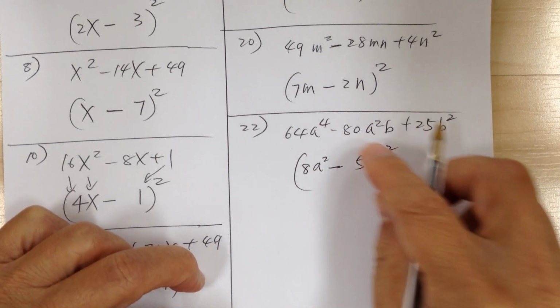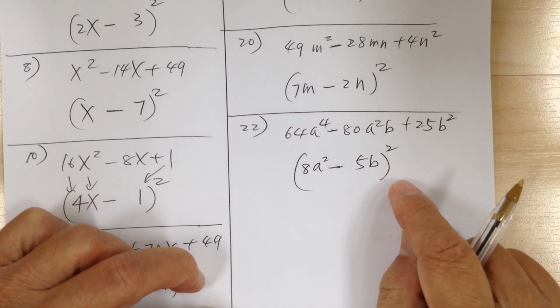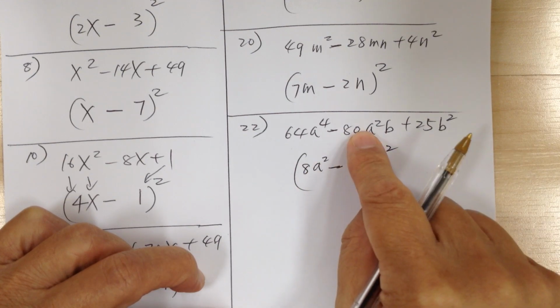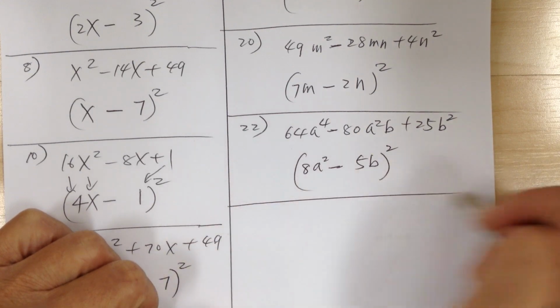Okay, now let's check see if they match the middle. So the sign negative matches, and number 2 times 5 is 10. 10 times 8 is 80. Alphabet, you got a squared b, so check. Okay.